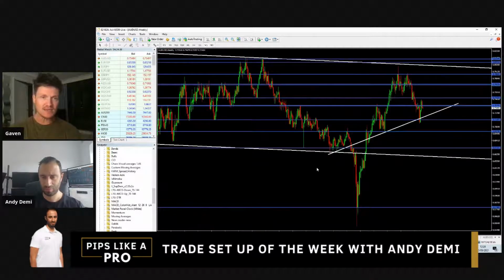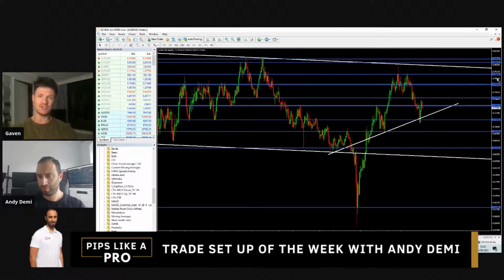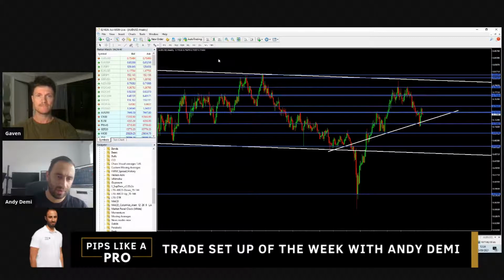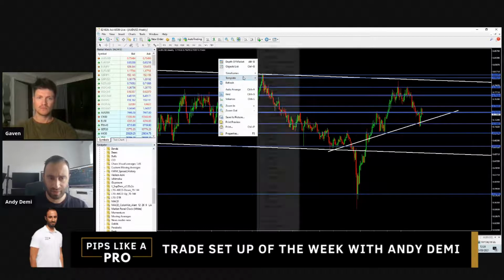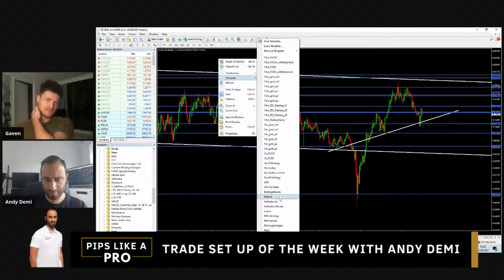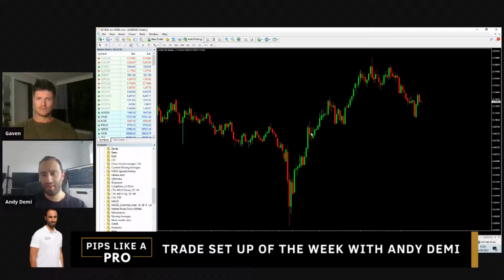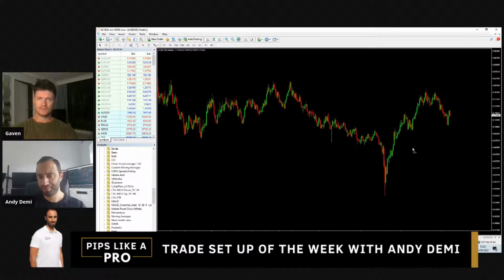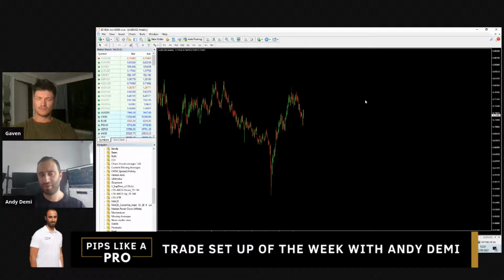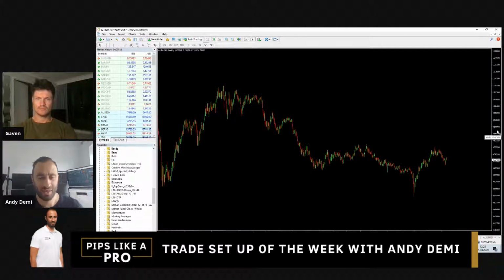So with that being said, let's jump into this week's pro trade setup of the week, which is on the Aussie US dollar. Okay, so let's see if I've got a template here. I'm going to just start quickly from scratch. So as always, guys, it's a good idea to look at the higher time frames, get an understanding of what's going on here. So that's the big picture.